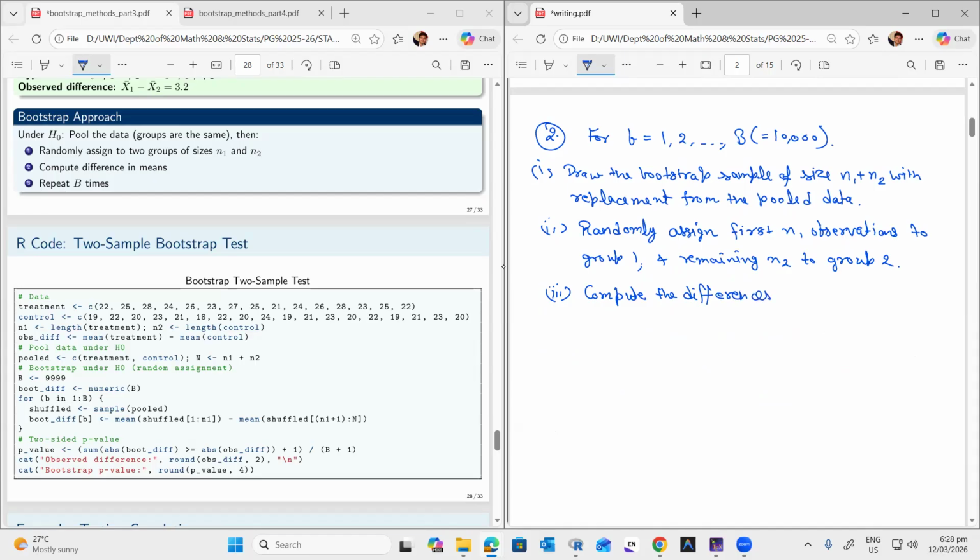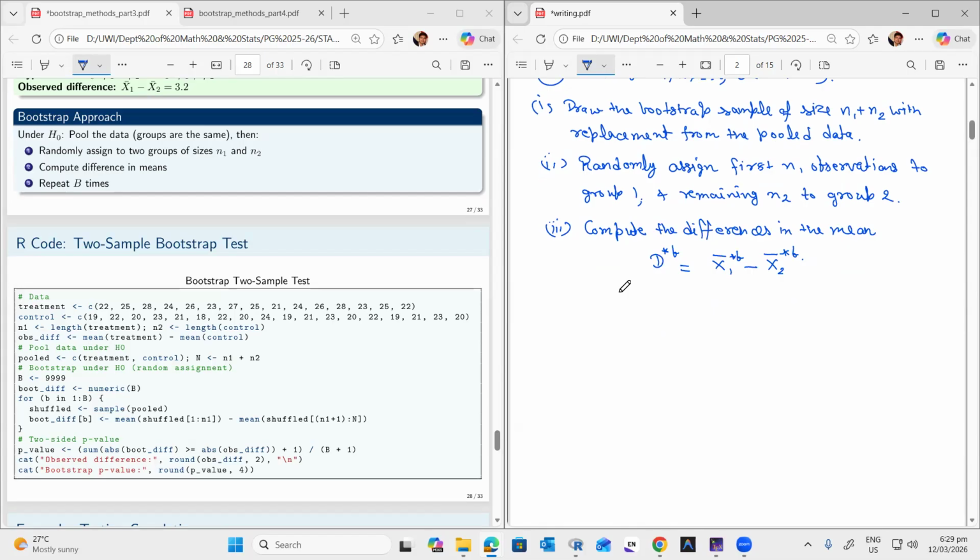Compute the difference in the means, that is D star B equals x1 bar star B minus x2 bar star B. All right.